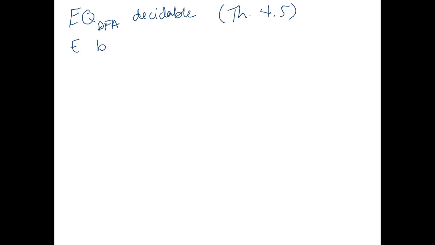So the first fact is that EQ DFA is decidable. Okay, we know this by theorem 4.5. And we're going to let E be the decider for EQ DFA. Okay, so as a reminder, what is EQ DFA?